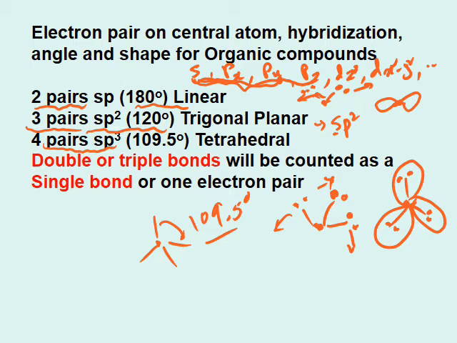Something else you need to know is double or triple bonds would be counted as a single bond or one pair of electrons for determining hybridization and shape of molecule. Now if I give you examples, you'd quickly understand in which cases you'd expect sp3 hybridization.